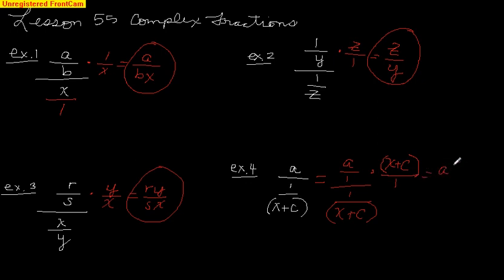So we get a times x plus c. I'm not sure if they multiply that out in the back of the book, or you can leave it like this as a final answer. And that's it. And that's how simple it is to do complex fractions.